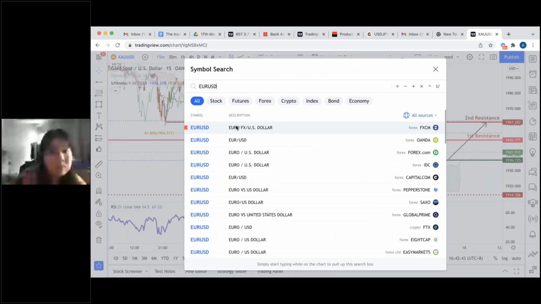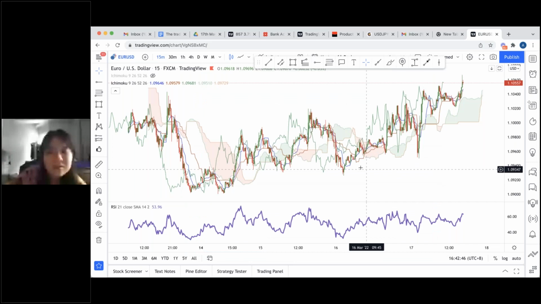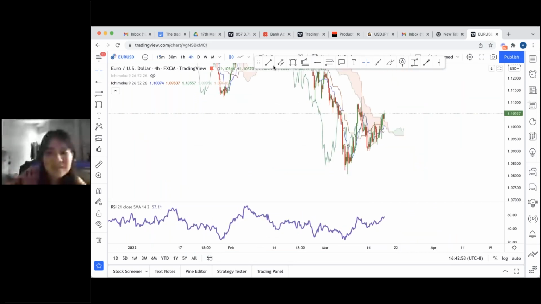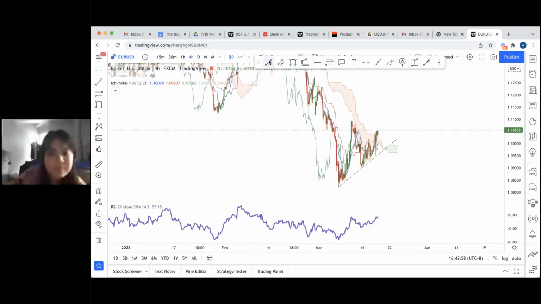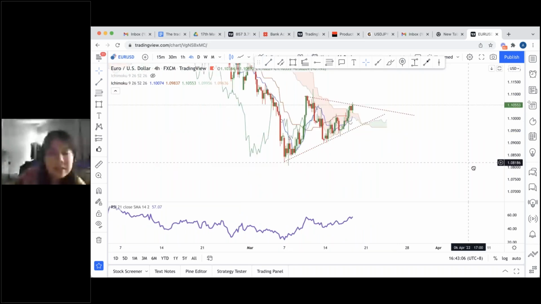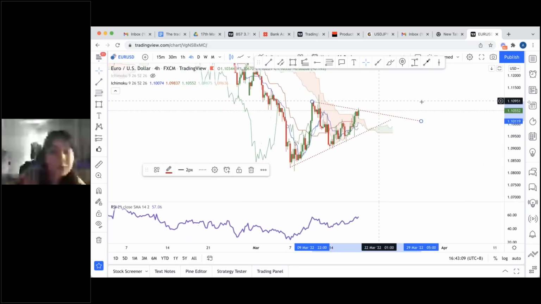What do you mean famously manipulated? Euro USD is actually in a triangle right now, consolidating in a triangle pattern. Right. So if it breaks this descending trend line, then I would say it's definitely bullish for sure.